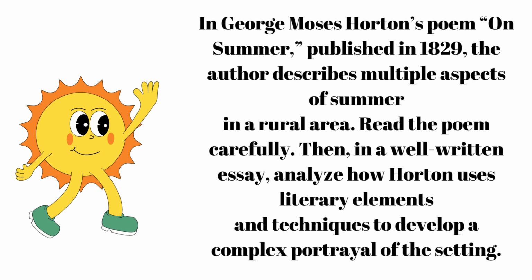So it says, in George Moses Horton's poem On Summer, published in 1829, the author describes multiple aspects of summer in a rural area. Read the poem carefully, then in a well-written essay, analyze how Horton uses literary elements and techniques to develop a complex, and here's the kicker, a lot of my students came back and said, oops, I overlooked that, complex portrayal of the setting. So it's kind of common fodder for FRQ1, but they do have to spend a significant amount of time looking at how the setting is portrayed.